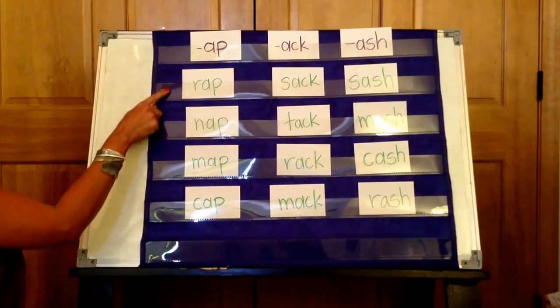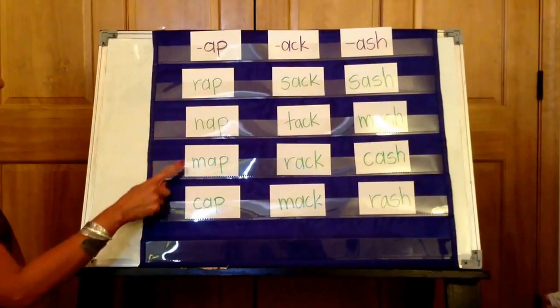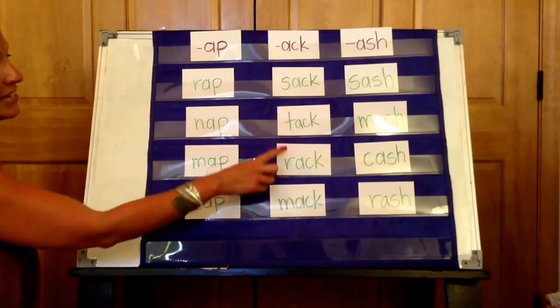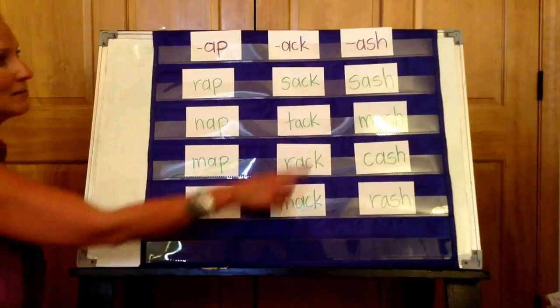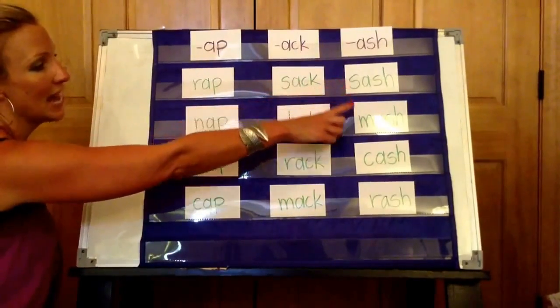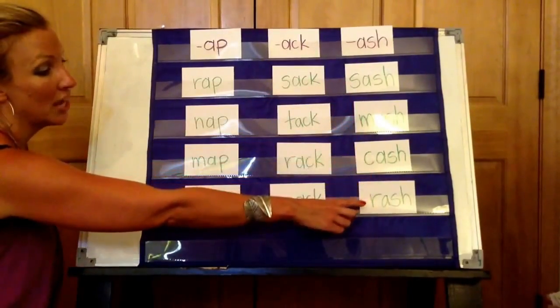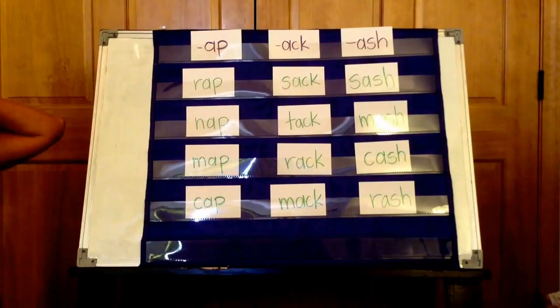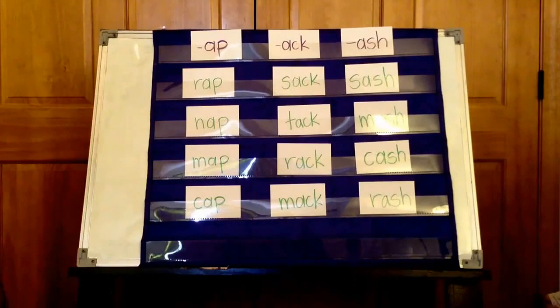Under app, I have rap, nap, map, and cap. Under ack, I have sack, tack, rack, and mac. Under ash, I have sash, mash, cash, and rash. So what I did today as a reader was I looked for parts to help me read new words, and that's something that I want you to be doing in your own reading.